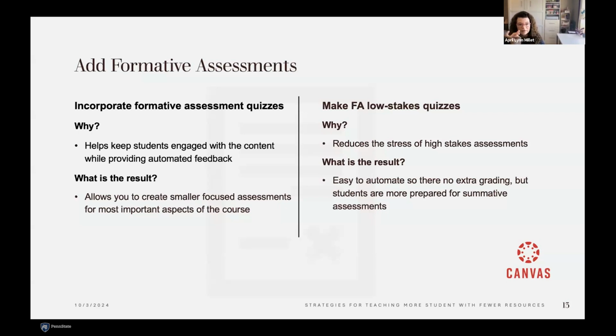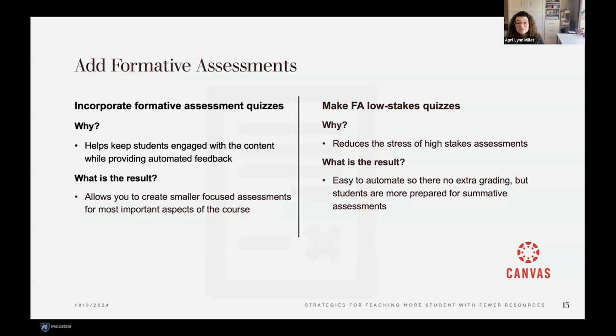The way that formative assessments actually help faculty members is that they create the smaller assessments, and they can focus on just the important aspects of the course. So they know that when students go on to the bigger assessments, they're going to be better prepared. And if they're putting these formative assessments in there, then for the larger assessments at the end, they don't necessarily have to put everything in there. So those final assessments can be smaller and easier to grade as well.